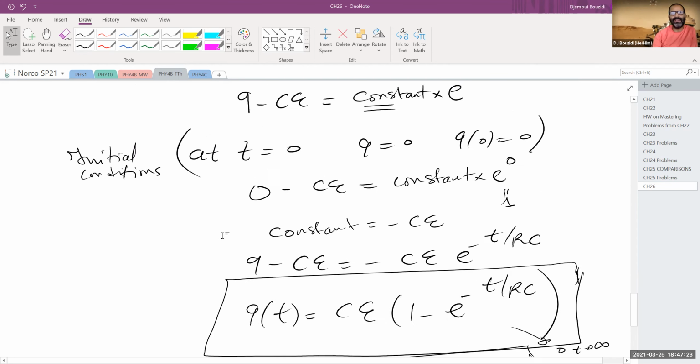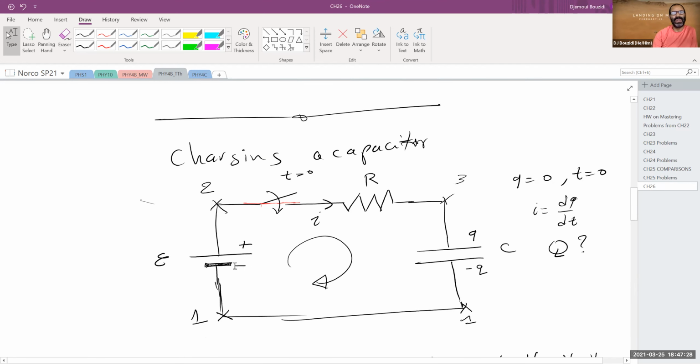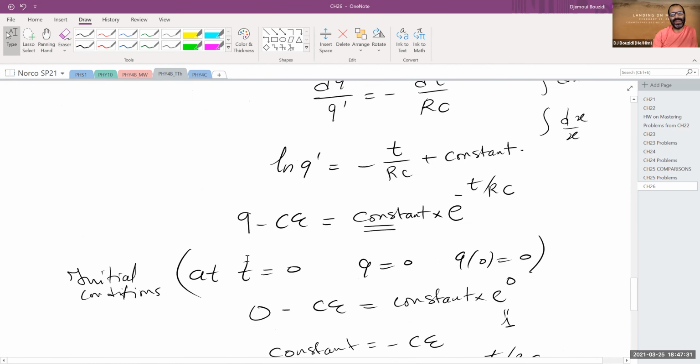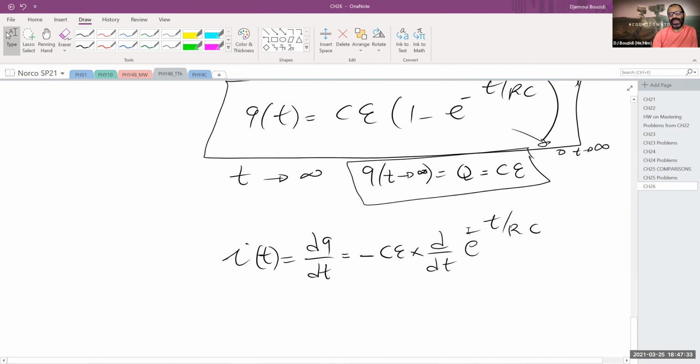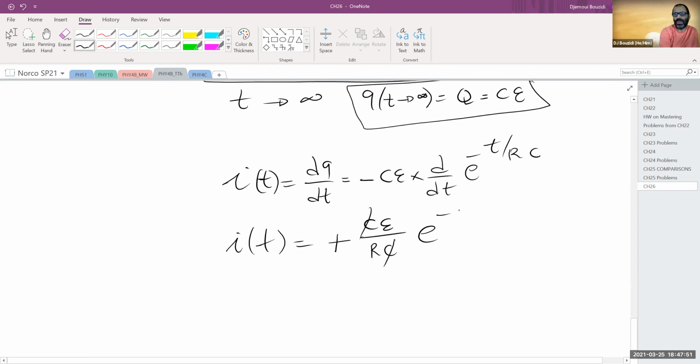Because if this current turned out to be negative, I have a problem. How am I going to charge a capacitor if the current is actually flowing in the opposite direction? So we need the current to be positive in this direction so that it stays positive. The derivative of the exponential brings down the negative, and it also brings down 1 over RC. So I sub t is going to be a positive number, which is very important, C epsilon divided by RC. Obviously, the C and the C cancel, times the exponential, because the derivative of the exponential is an exponential too. So the current is positive, and it's equal to epsilon over R times exponential of minus t over RC.